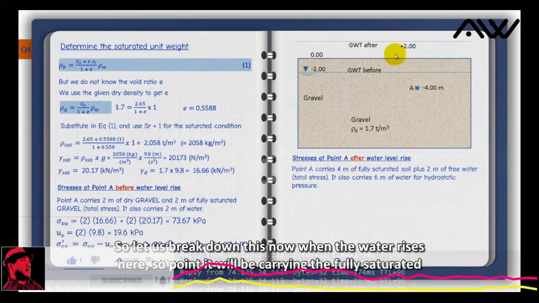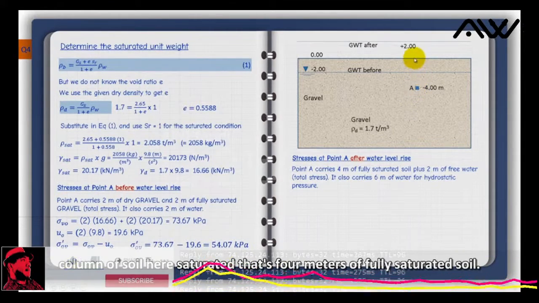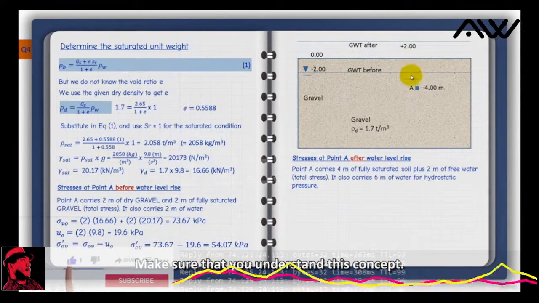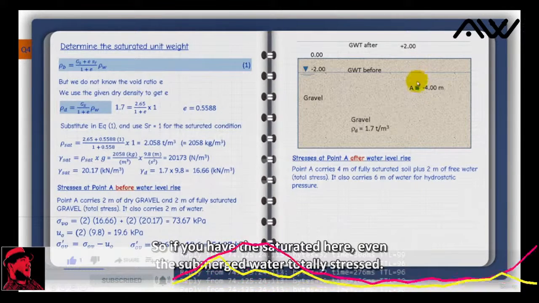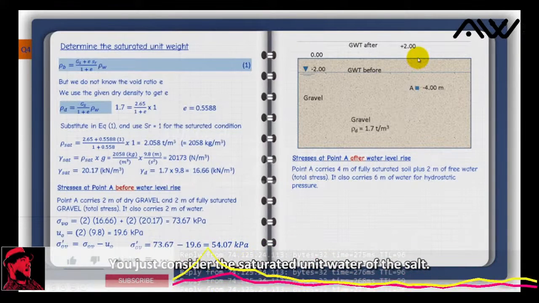Now, when the water rises here, point A will be carrying the full saturated column of soil, that's 4 meters of fully saturated soil. Plus, remember, it's also carrying as a total stress 2 meters of free water. Make sure that you understand this concept. So if you have the saturated soil here, even if it is submerged, for the total stress you just consider the saturated unit weight of the soil.